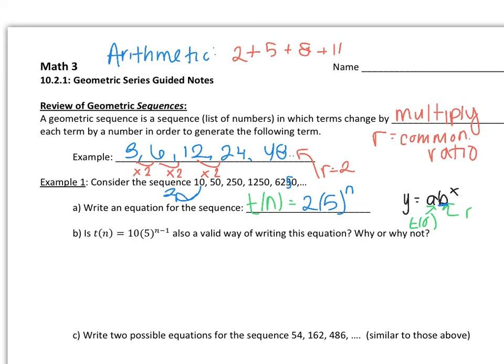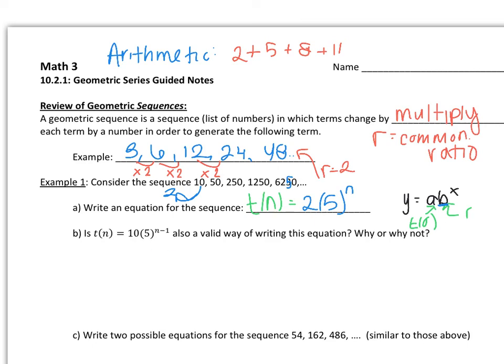Okay, this next question here, it's asking, is this equation, t of n equals 10 times 5 raised to the n minus 1, also a valid way of writing this equation? So let's stop and really focus on the first equation I wrote down. 2 times 5 to the n. We worked backwards to get 2 for the 0th term, and 5 is the multiplier, or common ratio. In this new equation, we start with 10, which is our first term, times 5 raised to the n minus 1. So hopefully you are remembering this logic from similar problems using arithmetic series, but this is also a valid way of writing this.